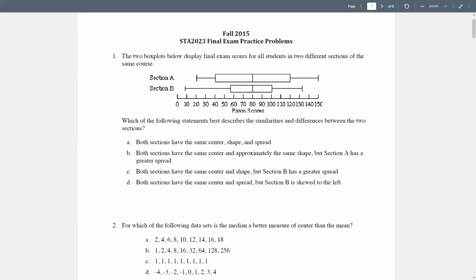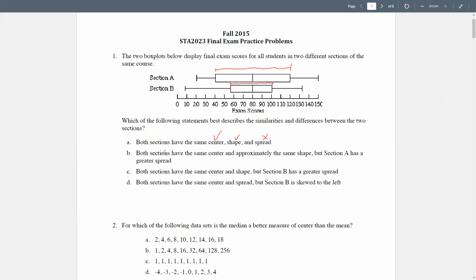These are the types of things you must expect on the exam. Let me take my pen to write. As you can see, A is kind of wider, and B is kind of shorter and spread. So I don't think they have the same center. Well, maybe they have the same shape, but I don't think they have the same spread.